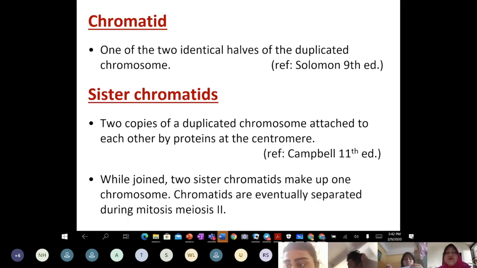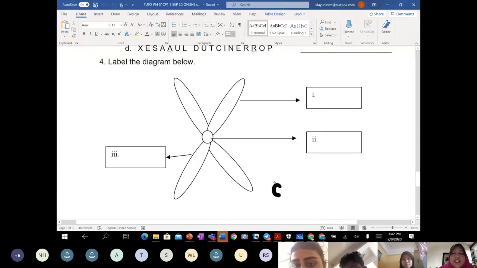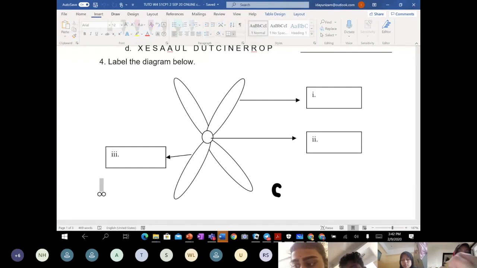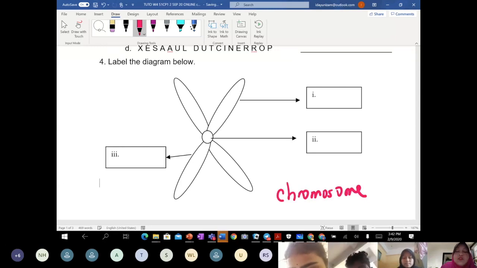Label the diagram below. So, what is this, class? Everybody, this is a chromosome. Am I right? Yes, this is a chromosome. So you need to know the structure labelled number 2, and also the structure labelled number 1. What do you think is number 1? Ain, what is number 1?